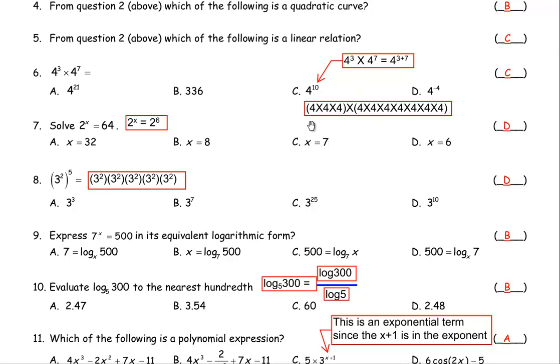A really common mistake here is to multiply the 4 and the 4 and think it's 16 to the power of something. But it's not 16s we're multiplying here. The bases are all 4. So it's all 4s we're multiplying. So that's why it's 4 to the power of 10.